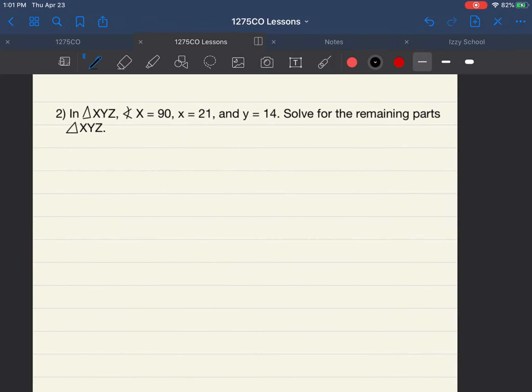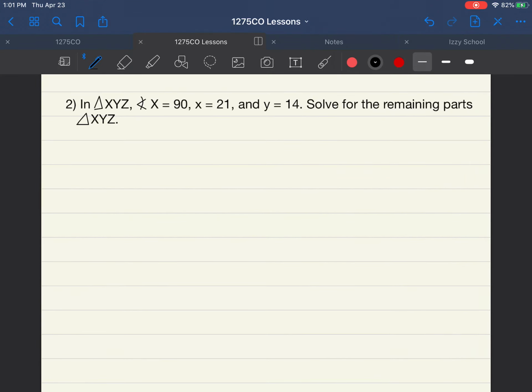So number 2, I typed out. In triangle XYZ, we have angle X equaling 90. So let's draw a right triangle. Put a box over here, indicating that angle X, because we're told is equal to 90, and it says that side X is equal to 21. Now again, because we're drawing our own triangle, it's important that we know how the triangle is named and what the triangle is referring to. It's referring to side X across from angle X, so that's the hypotenuse.